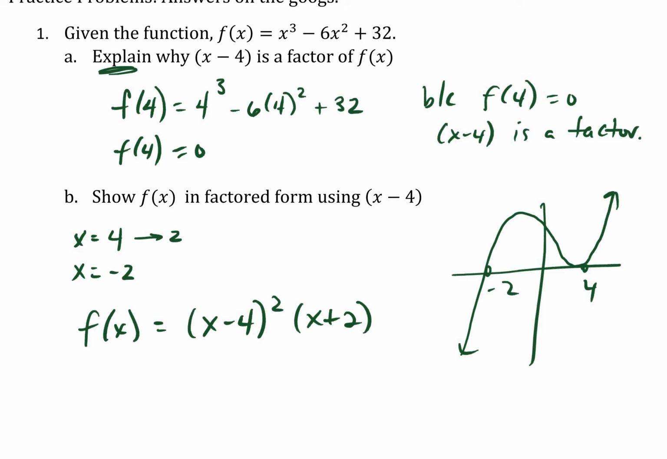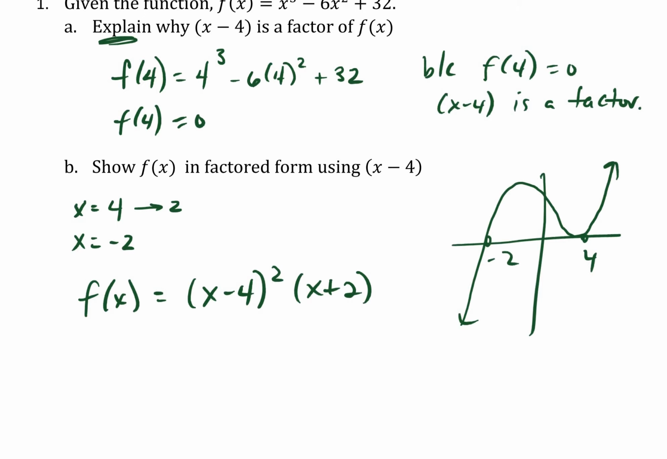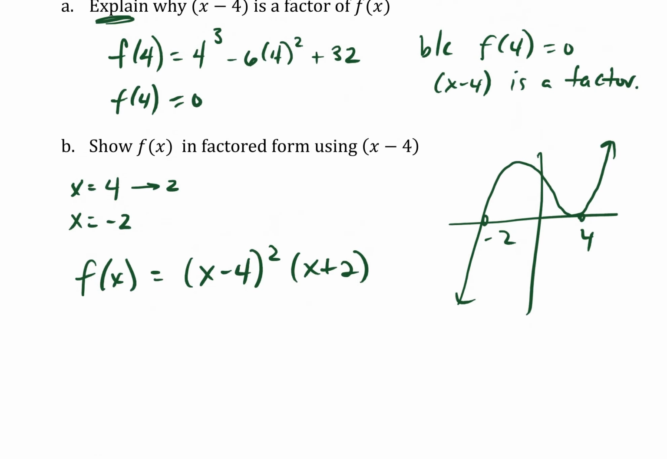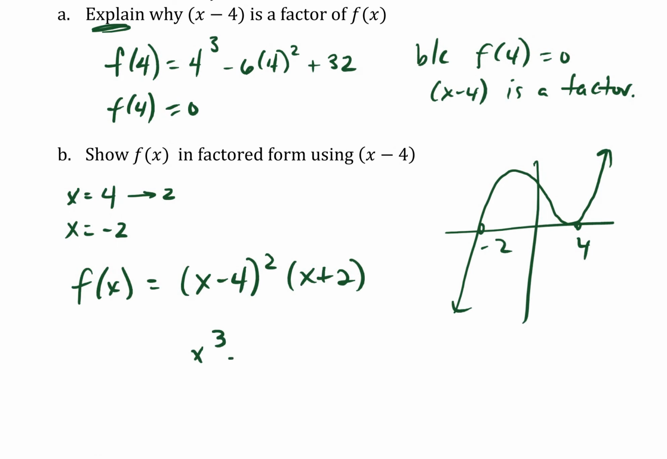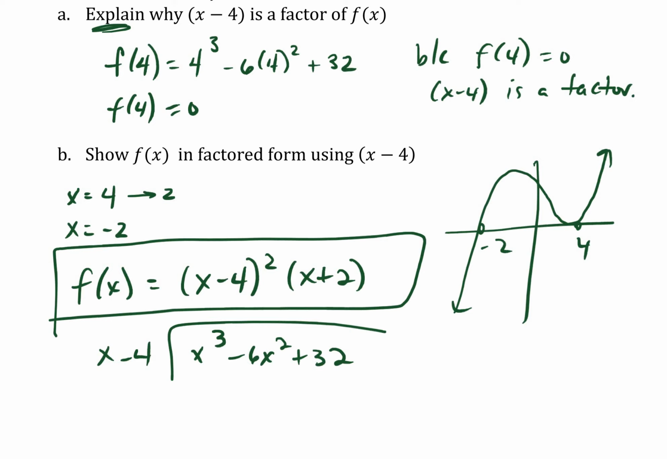Now, if you wanted to do it algebraically, you would have to divide f of x, x cubed minus 6x squared plus 32. You'd have to divide that by the factor that you know, x minus 4. You'll then get something that's factorable, and you can go from there. But I think the graphing method's way easier, especially since you know all about the graphs already.